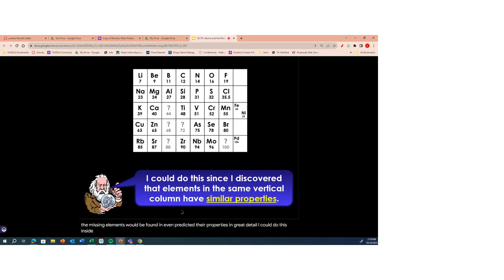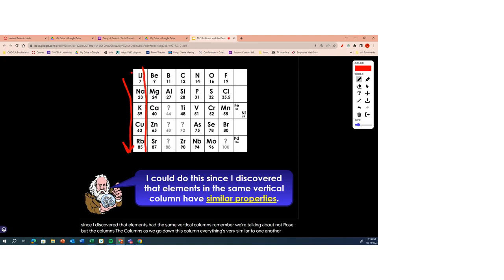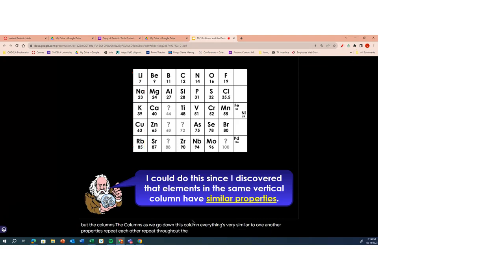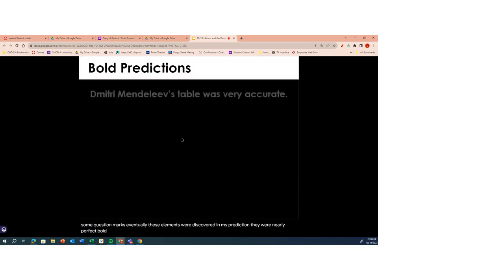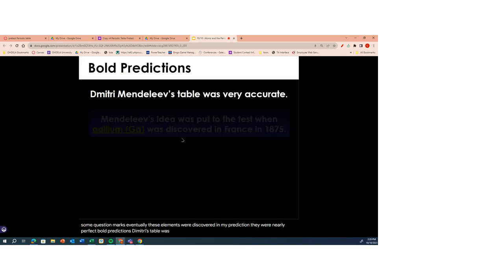He could do this since he discovered that elements had the same properties in vertical columns. Remember, we're talking about not rows, but the columns. As we go down a column, everything's very similar to one another. Properties repeat throughout the column. So that's why the different colors. Okay, so we had some question marks. Eventually, these elements were discovered, and his predictions were nearly perfect. Bold predictions. Mendeleev's table was very accurate.